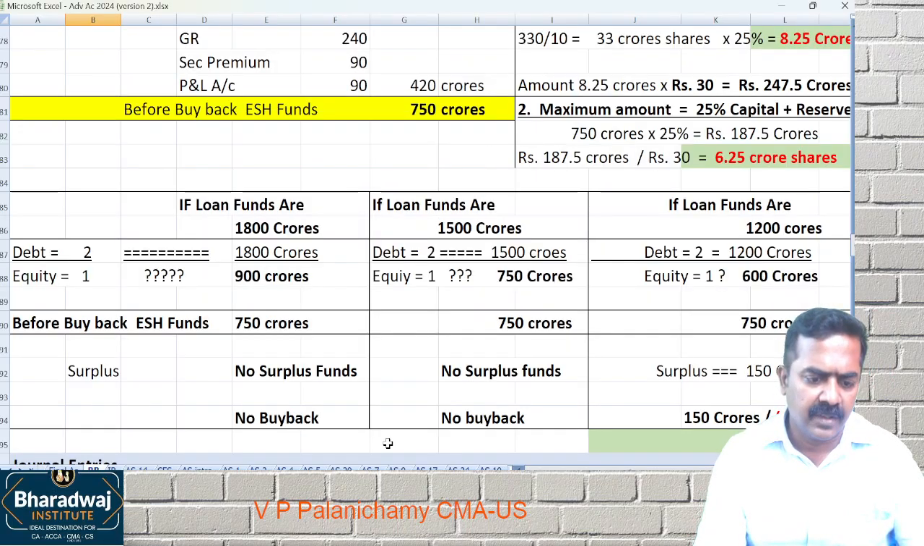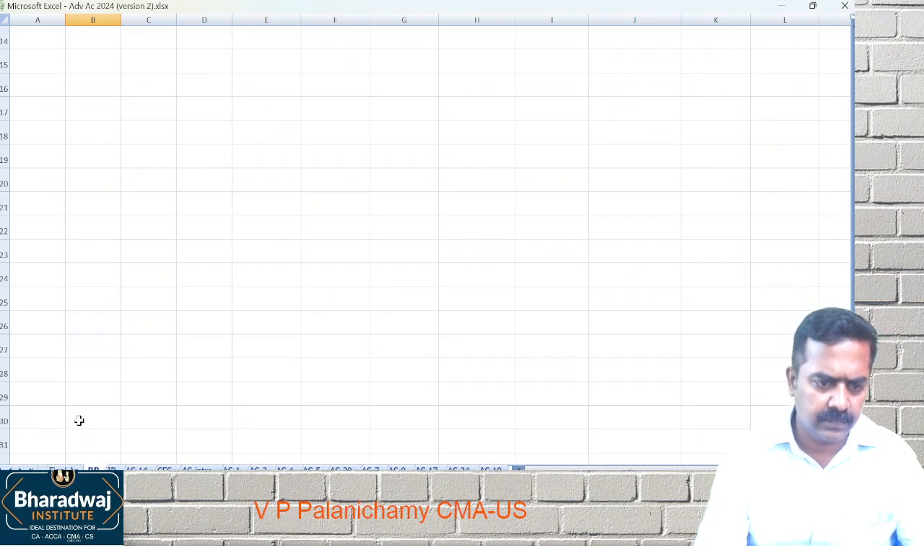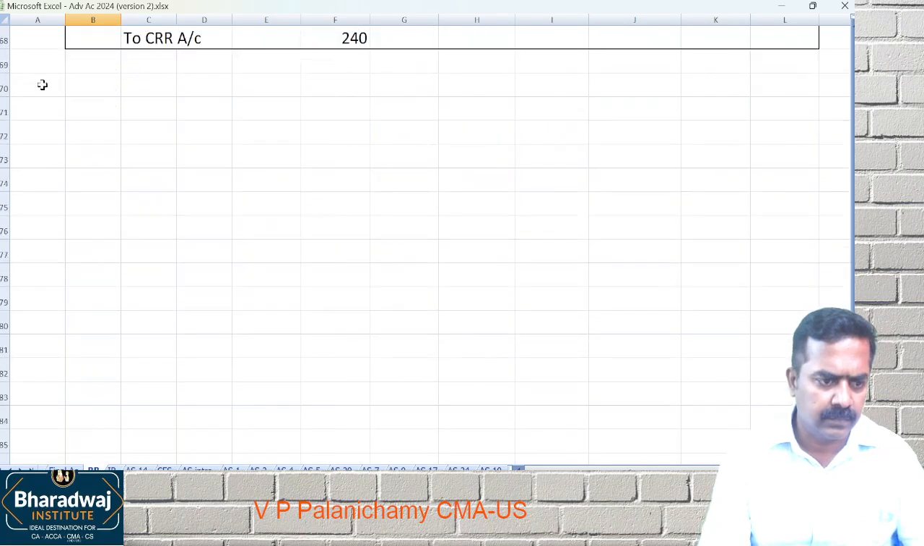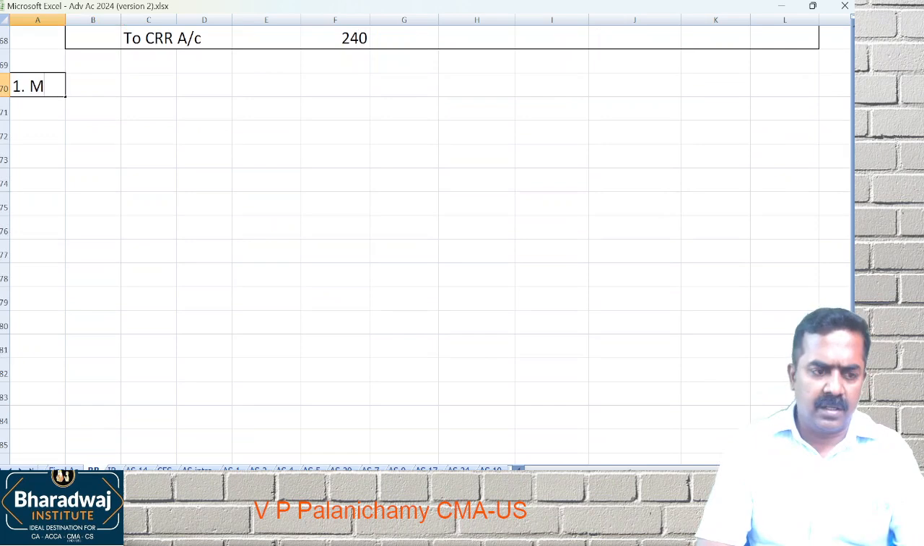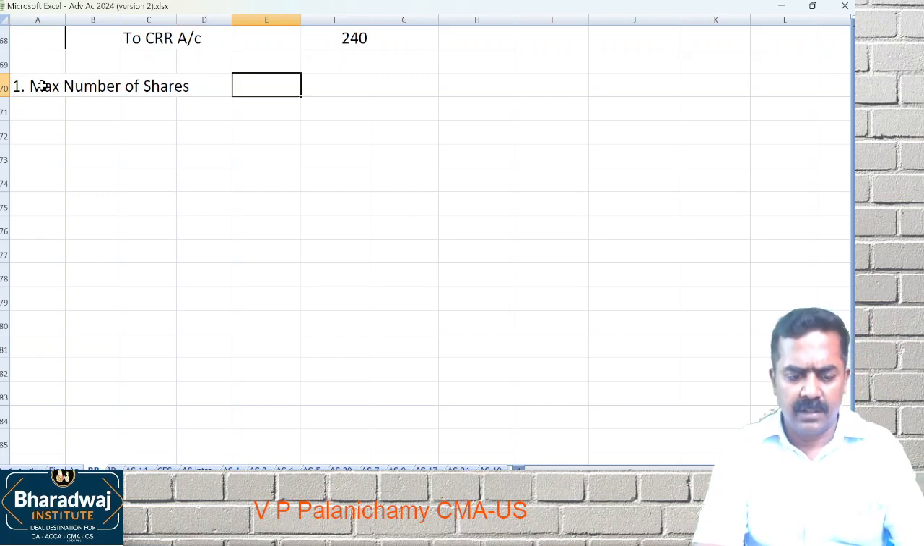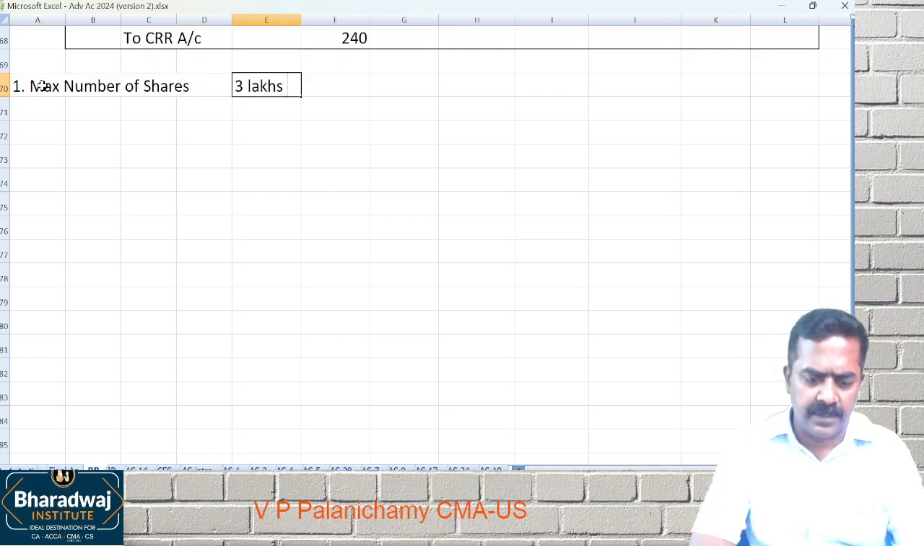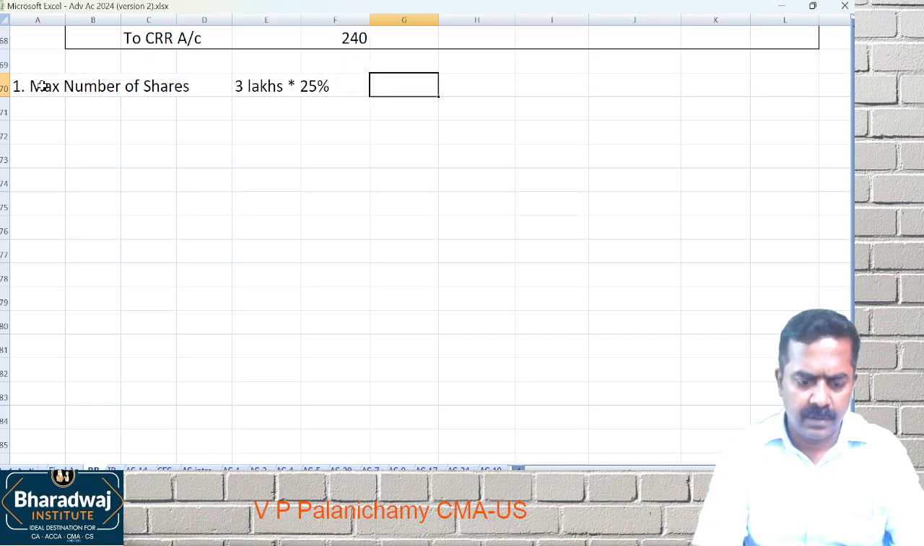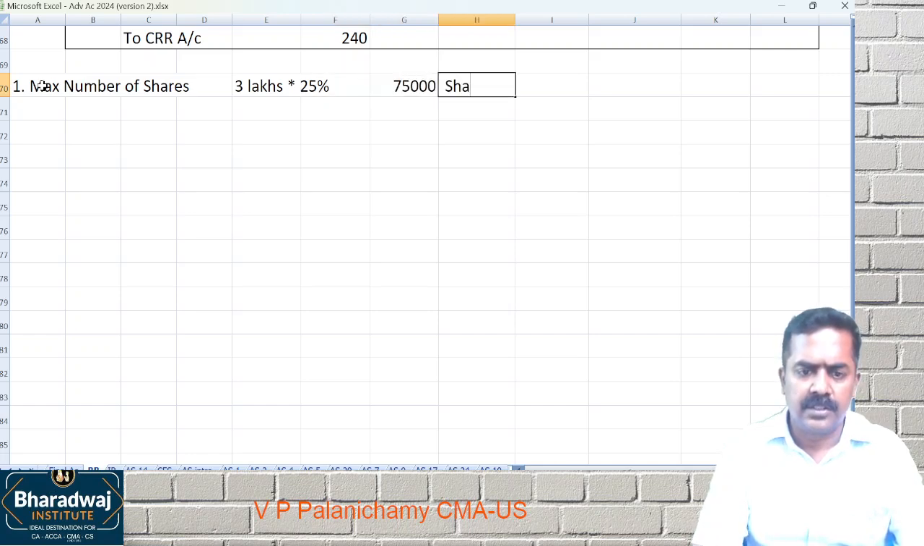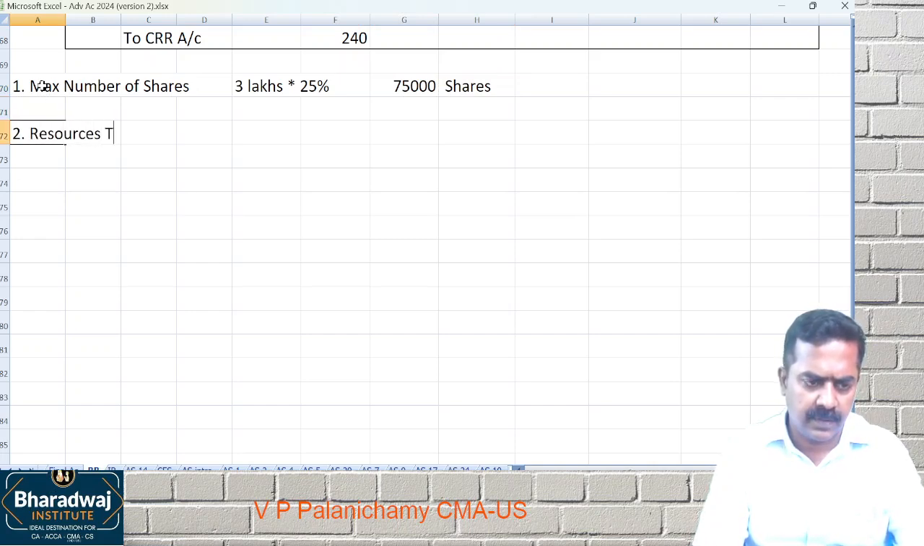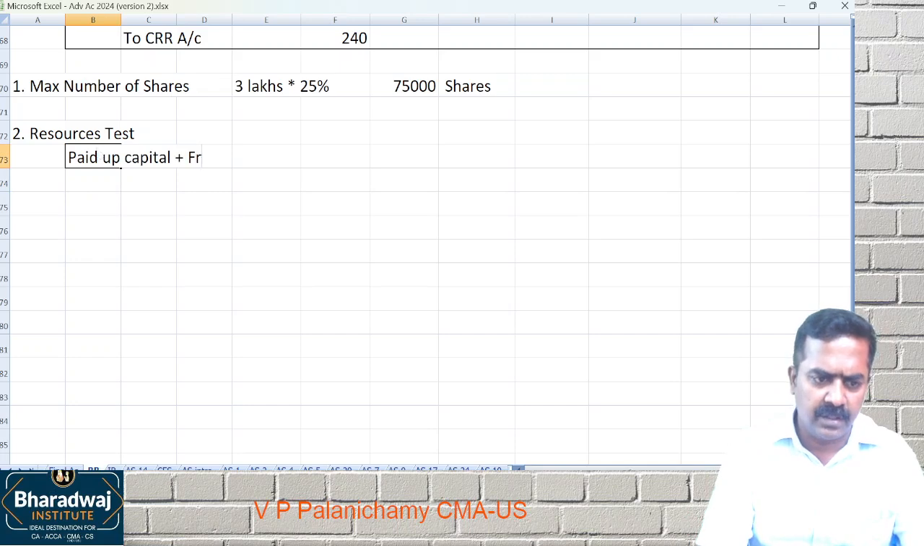Let us apply. What is the first one? Based on maximum number of shares. How many shares are there? 3 lakh shares into 25%. How much? 75,000 shares you can buy. Next, the resources test. The resources test is paid up capital plus which one? Free reserves.